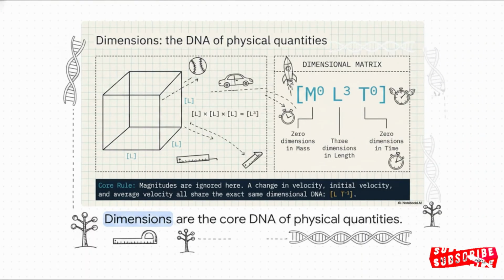So we've talked a lot about numbers and units. Now we're going to shift our focus from the numbers themselves to the underlying concepts, the dimensions. In dimensional analysis, the magnitudes, those numbers we just spent all that time on, are completely ignored. We only care about the core physical nature of the thing we are studying. I mean, whether you are talking about the initial velocity of a baseball, the average velocity of a car, or the change in velocity of a massive rocket, they all share the exact same dimensional DNA, length divided by time.